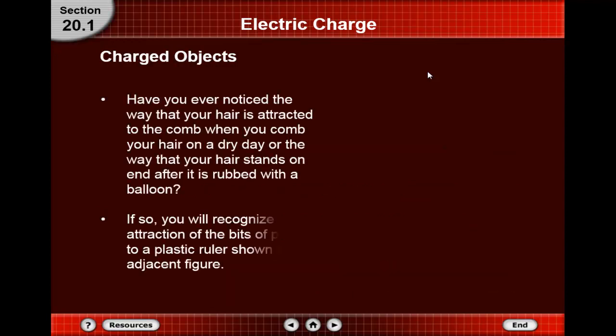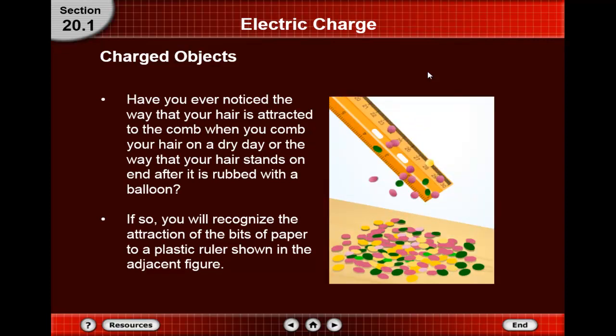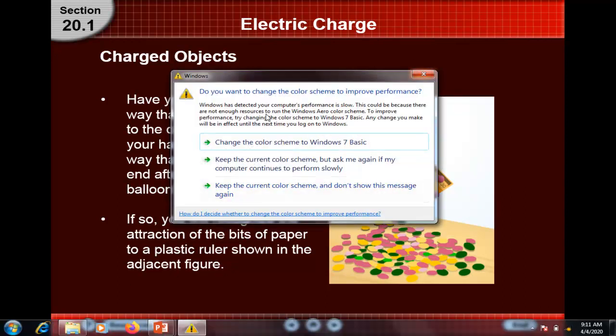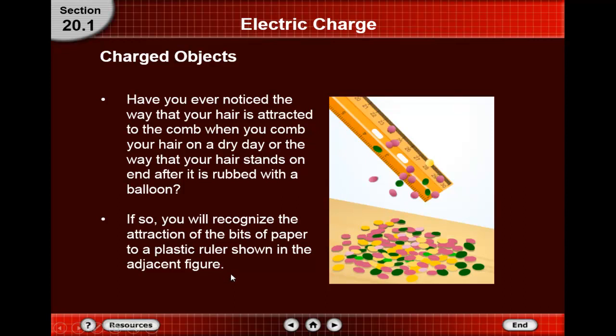Have you ever done this experiment? When you rub a ruler in your hand on a piece of wool, and approach it to small pieces of paper, what you find is the small pieces of paper are attracted to the ruler. You will recognize the attraction of the bits of paper to the plastic ruler shown in this figure. Okay.